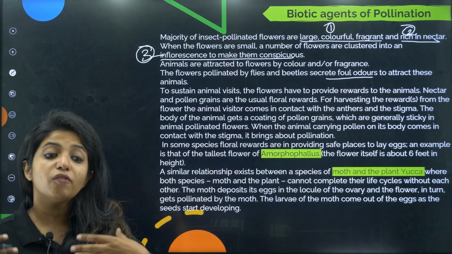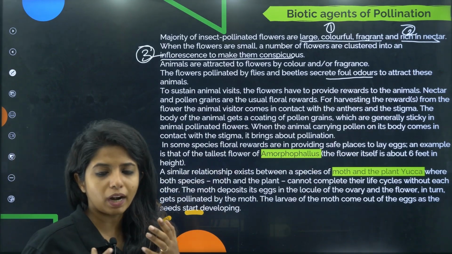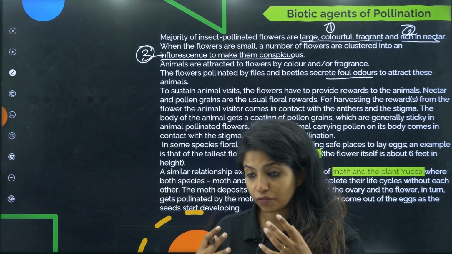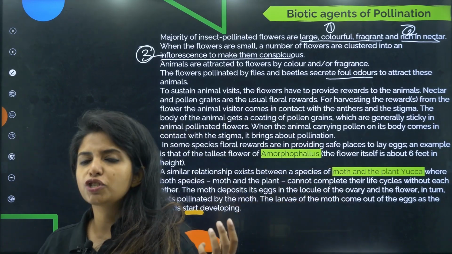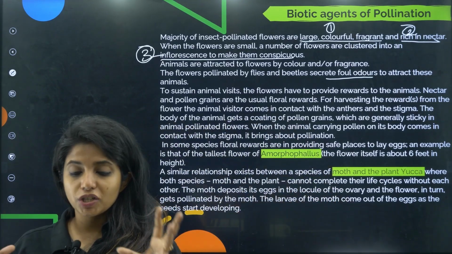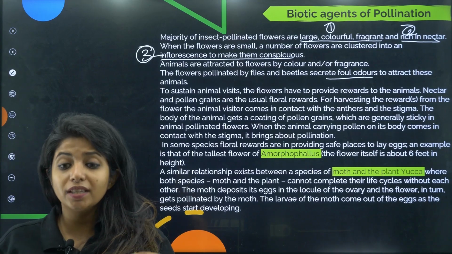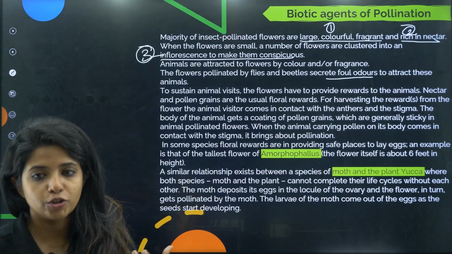Okay. So, there would be flowers which would smell so bad. You know Rafflesia? It is a very big flower. Rafflesia basically has a very bad smell, which is why all the flies and everything come, and this is their mechanism for pollination to happen.